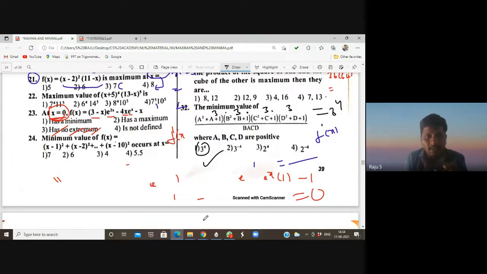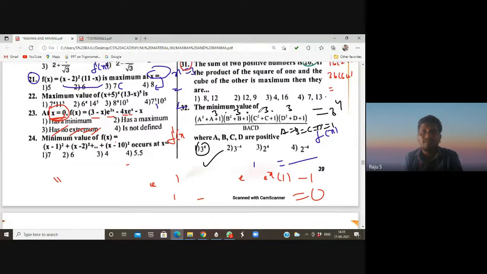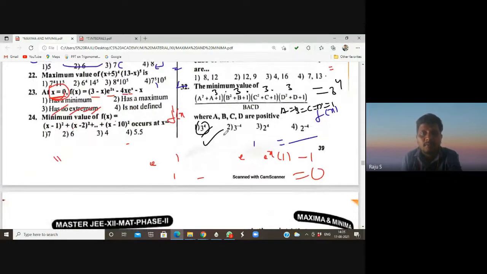Clear? At A equal to B equal to C equal to D equal to 1 only, it will be minimum. Otherwise, for any other values, we will get larger values. The answer will be 3 power 4. Clear?